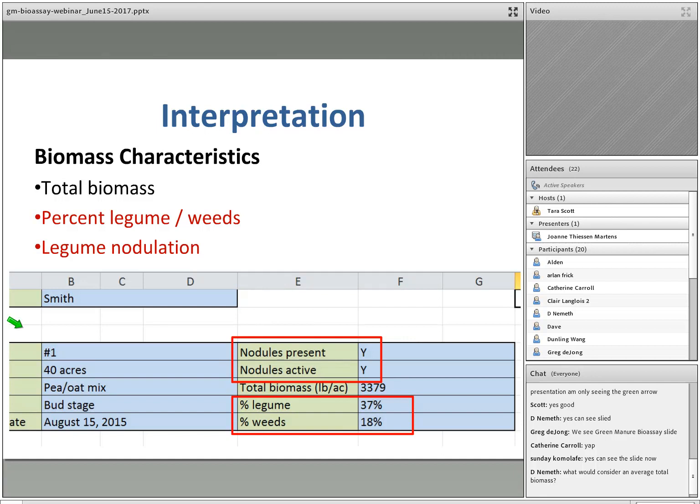Question about what we would consider an average total biomass. That depends very much on the crop and the stage. We hope to see generally 5,000 pounds per acre or more, although that doesn't always happen. Anything less than 4,000 at the flowering stage, I would say, is a bit iffy. And you'd definitely want to be at least 4,000.